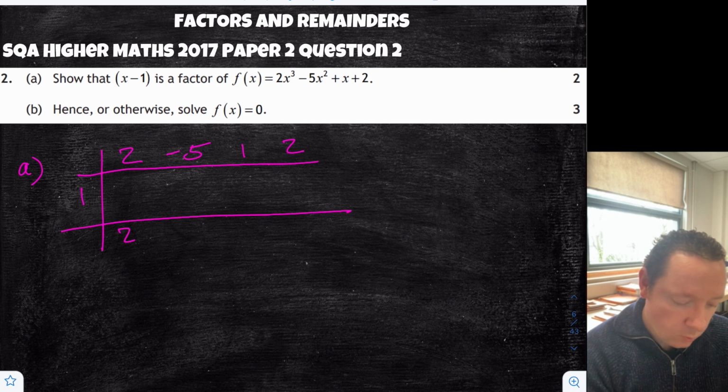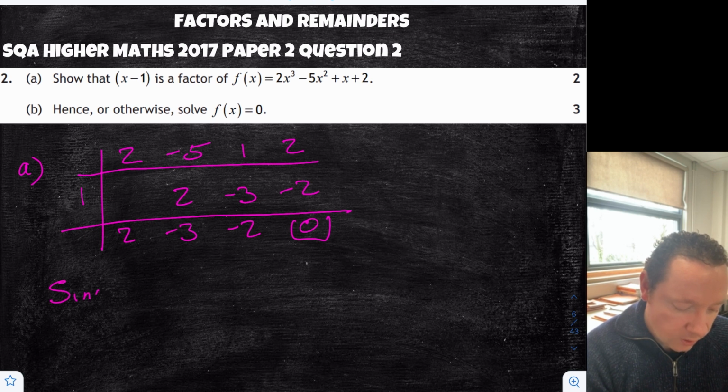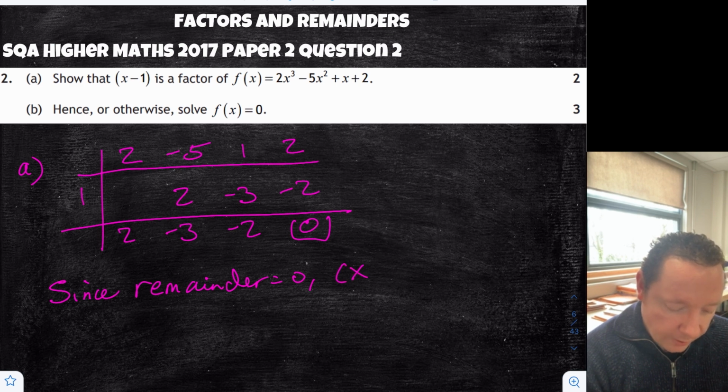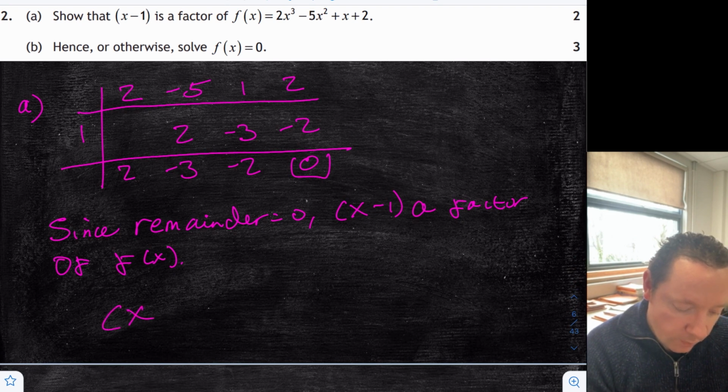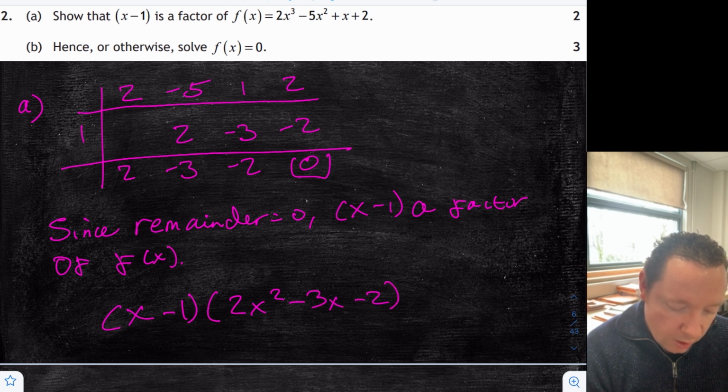Drop the 2 down, 2 times 1 is 2, 2 minus 5 is minus 3, minus 3 times 1 is minus 3, minus 3 add 1 is minus 2, minus 2 times 1 is still minus 2, and minus 2 add 2 is 0. So since the remainder is 0, x minus 1 is a factor of f of x. And now we have to solve it equal to 0, so we can just straight away say x minus 1, that's our factor, 2x squared minus 3x minus 2 equals 0.